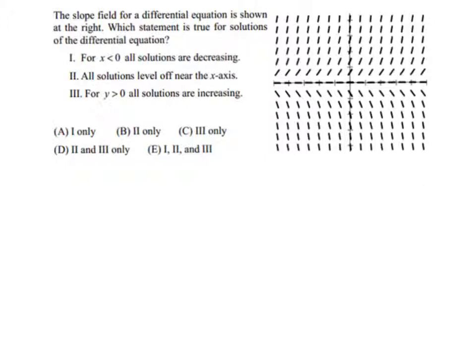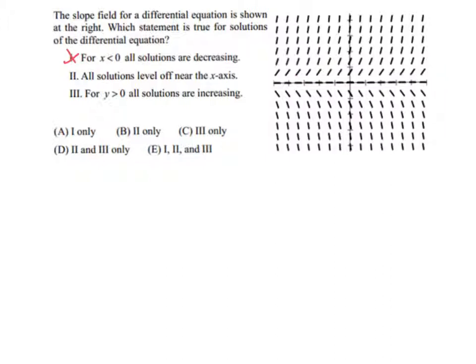First one, if x is less than 0, the solutions are decreasing. So x being less than 0 means that we're over here. Well, if I picked a point where x was less than 0, something like this, then that curve would do something like that, right? It just kind of fits through the field. So you can see that for x less than 0, the solution is actually increasing. So this one is false.